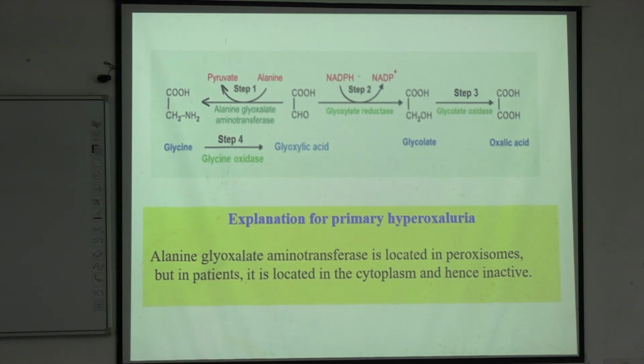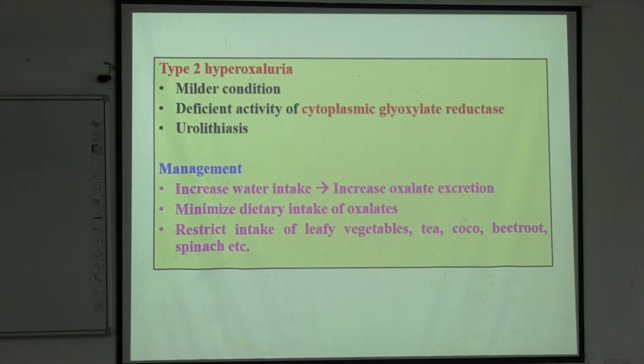hyperoxaluria or glycinuria. Okay. So, type 2 hyperoxaluria is a milder condition, with deficient activity. This is a separate disorder. So, cytoplasmic glyoxylate reductase, these are exceedingly rare conditions.